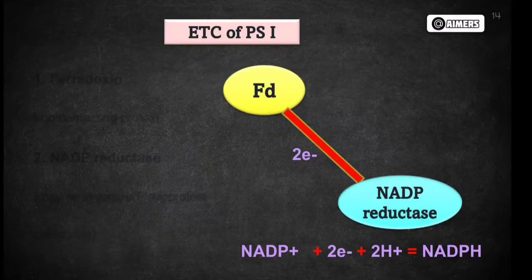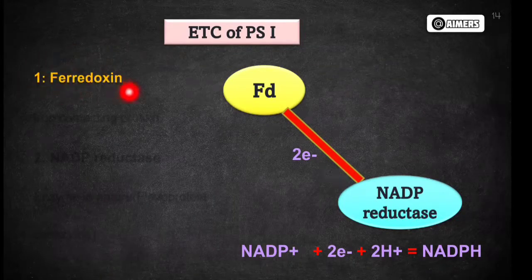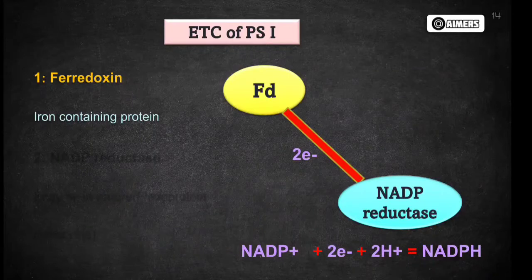Now, we will look at the electron transport chain of photosystem I. It has two electron carriers. First is ferredoxin, and as you can judge from its name, ferrum means iron, so ferredoxin is an iron containing protein. We also studied one more iron containing protein, the cytochrome complex. Do remember cytochrome complex and ferredoxin both are iron containing proteins in the non-cyclic photophosphorylation.